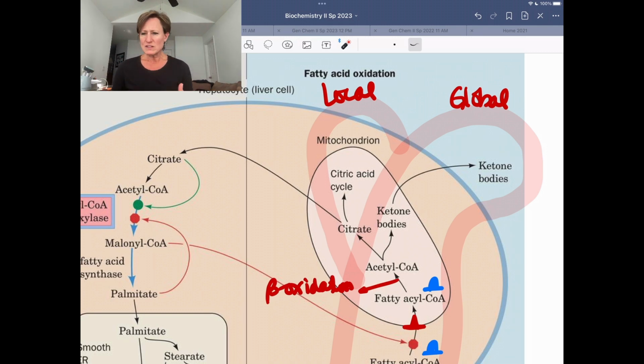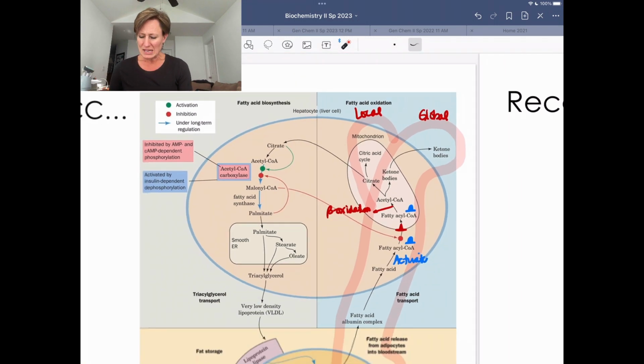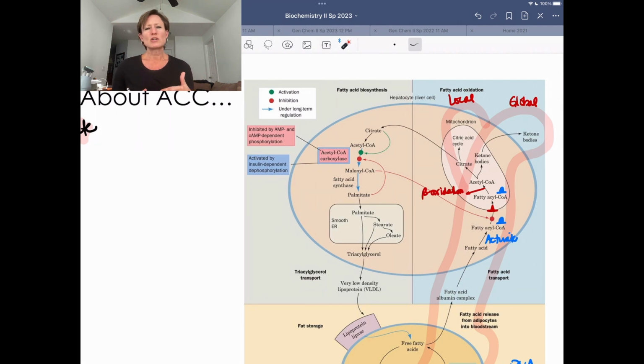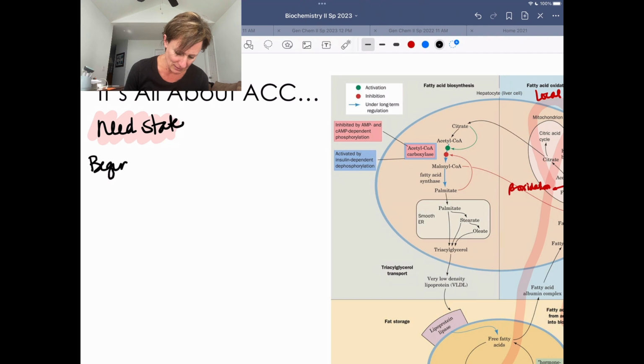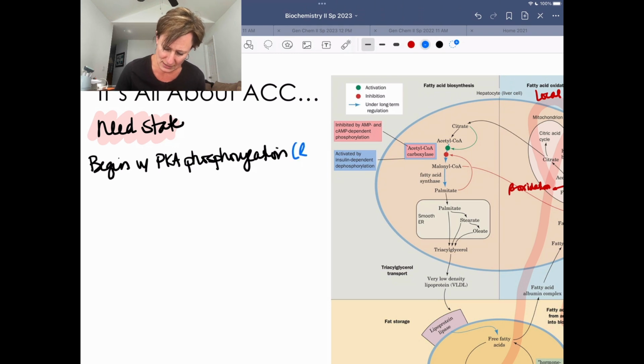Okay, so all of these pieces we've talked about, looking at them on this picture here. Now we're going to talk about and put it all in words over here. So when we talk about what's going on here, we are going to begin with PKA phosphorylation. Right? That's our R2C2 enzyme, right? And if we are in a need state, that means we are again in a phospho state.